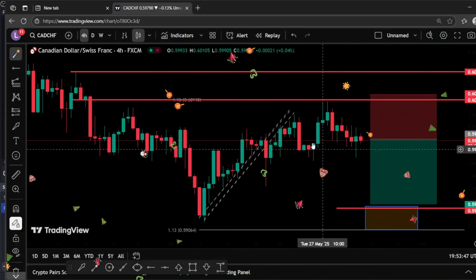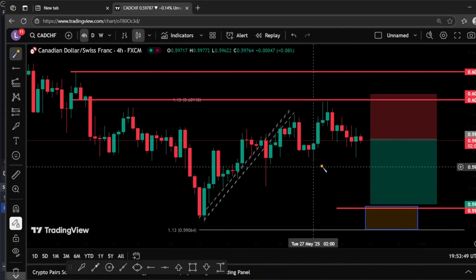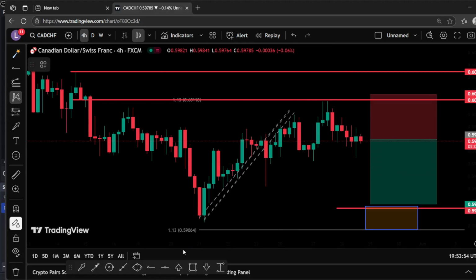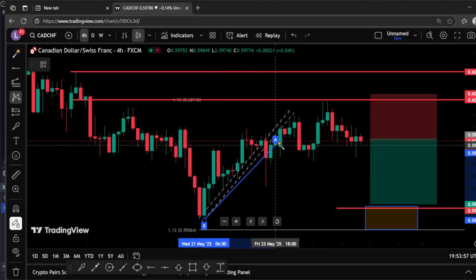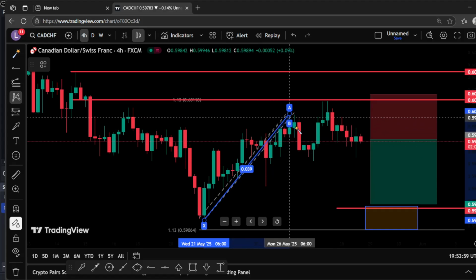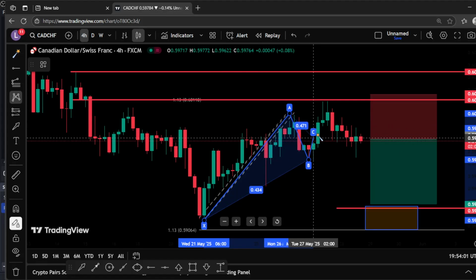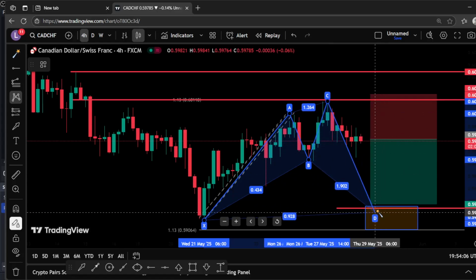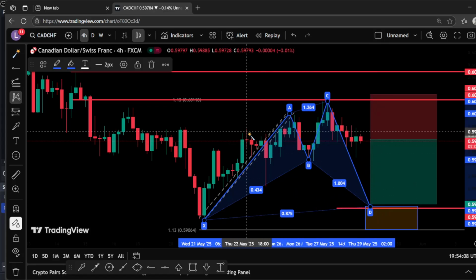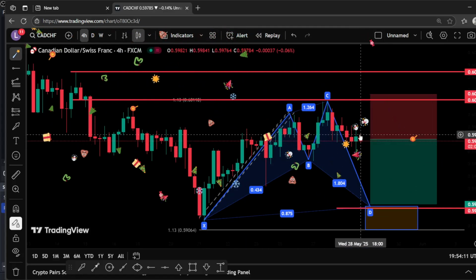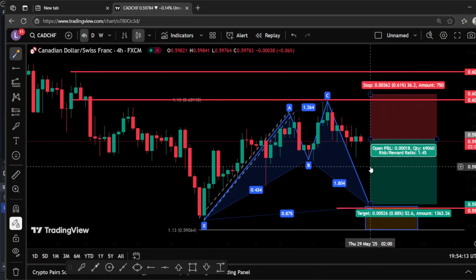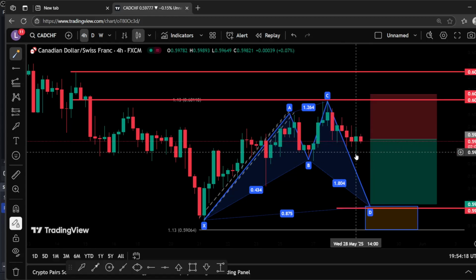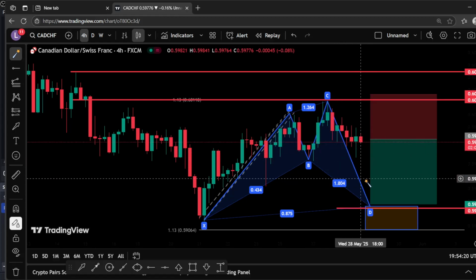All right, so I believe that this is the shark harmonic pattern forming. So basically something like this. Okay, something like that. So I'm not advising you to go short, but I believe that this is what is happening, or this is what is forming.